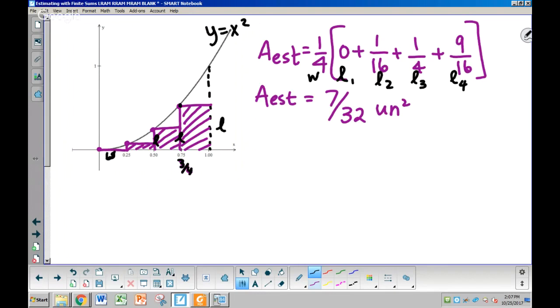And this is now an underestimation because the rectangles lie below the curve. This one is called, since I used the left edge, LRAM, which is, instead of right rectangular approximation method, it's left.